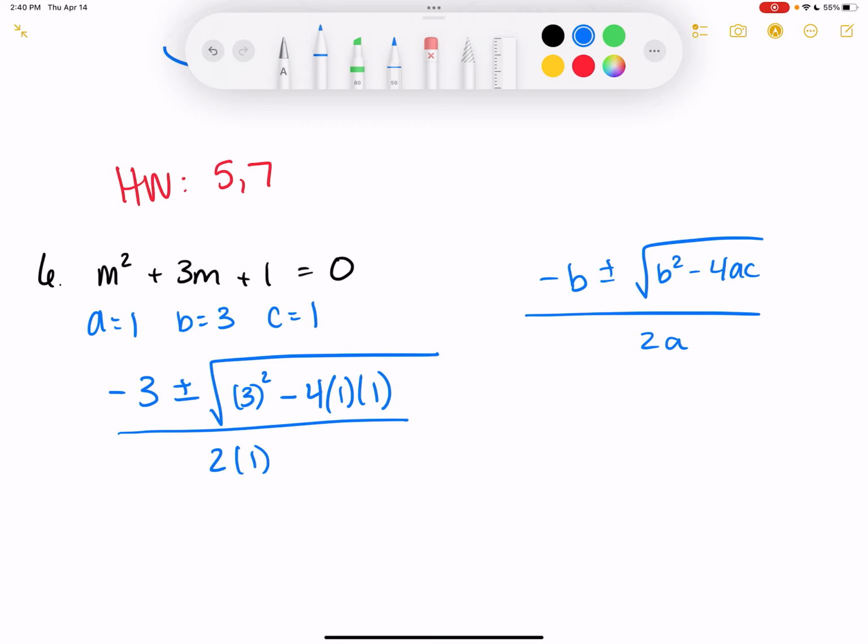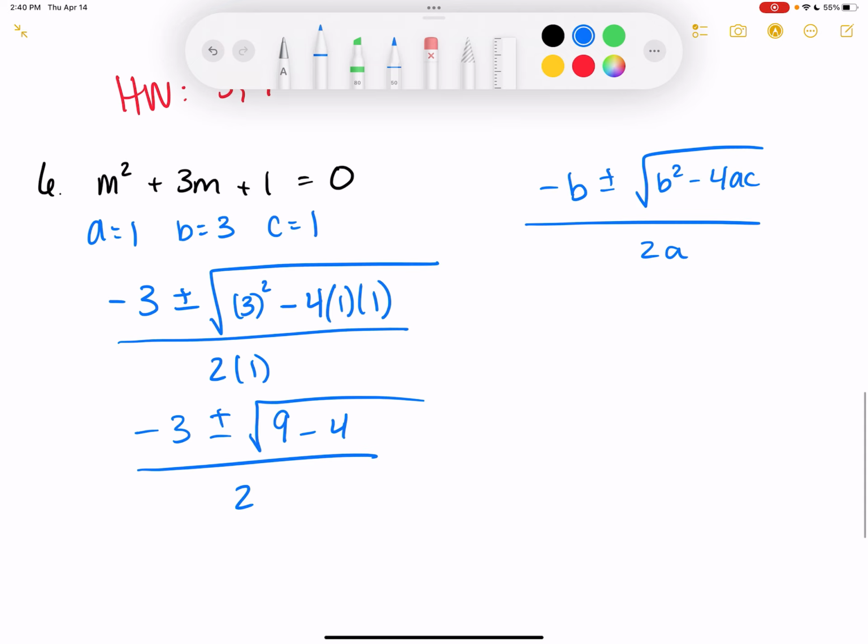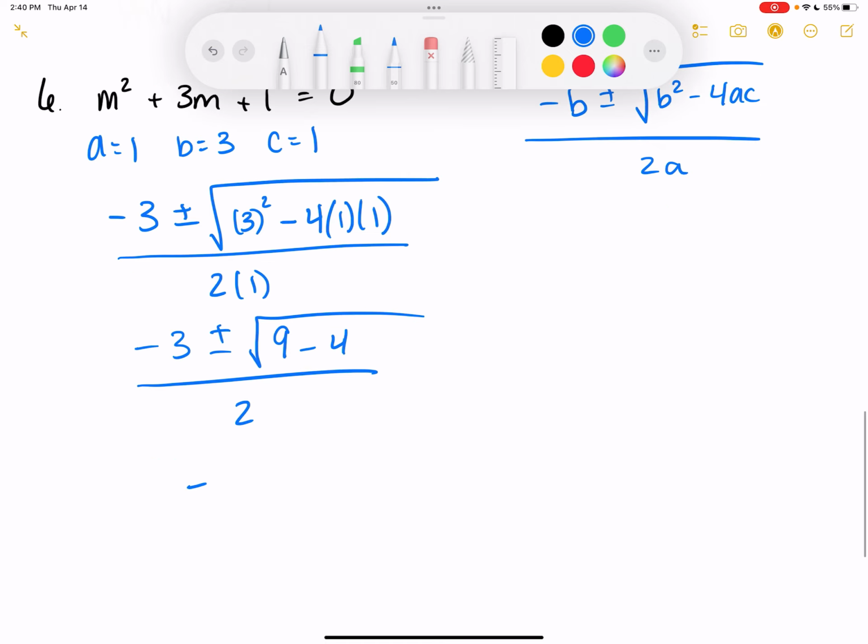Alright, so negative 3 plus or minus the square root of 3 squared, which is 9, minus 4 times 1 times 1, which is just 4, all over 2 times 1, which is 2. So this becomes the square root of 5. I'm going to write this now as negative 3, and I'm going to go ahead and split it because I'm going to have two answers. So I'm going to do plus the square root of 5 over 2, and then negative 3 minus the square root of 5 over 2.